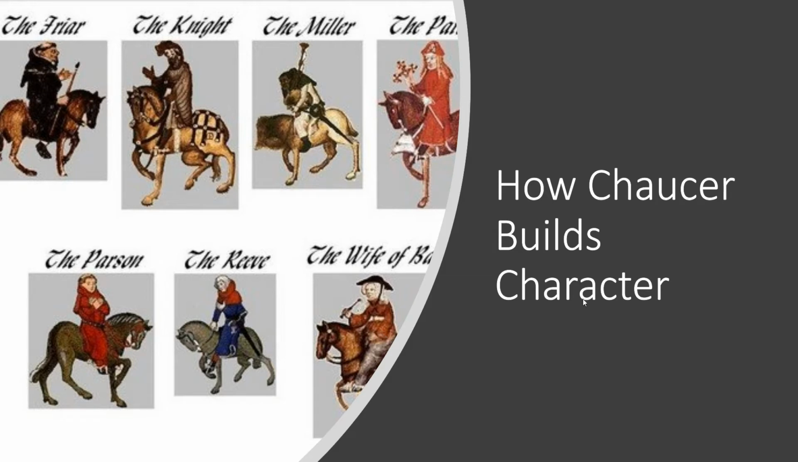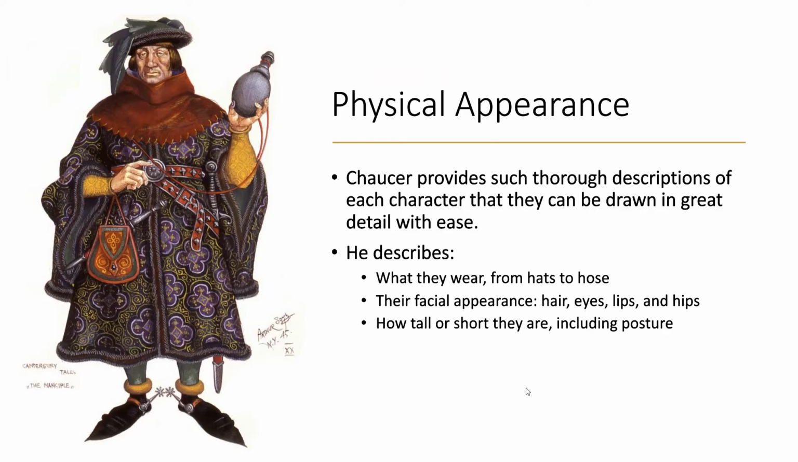And one of the reasons is that Chaucer introduces each of these pilgrims with so much character detail that you can draw them very well based on those descriptions. So let's break that down a little bit. First of all, their physical appearance. And Chaucer gives so many specific details about what each character looks like, whether that's what they're wearing, like their fancy clothes and hats and shoes and spurs and their hose.